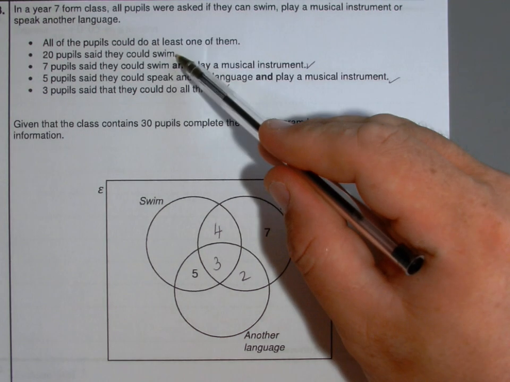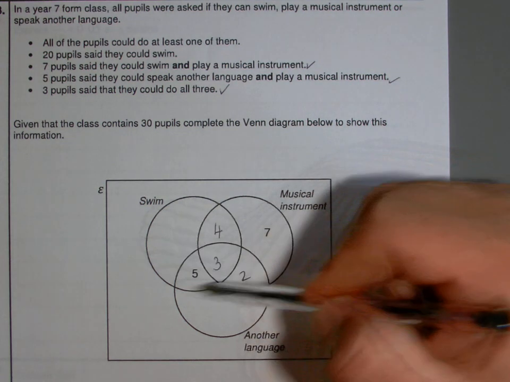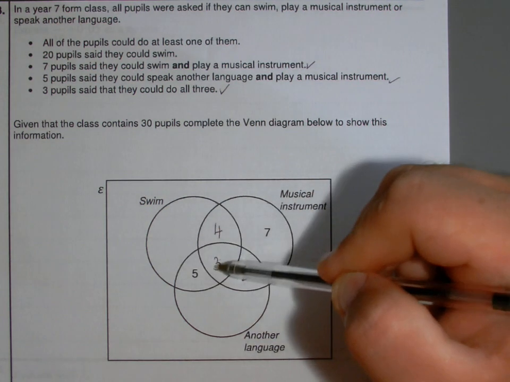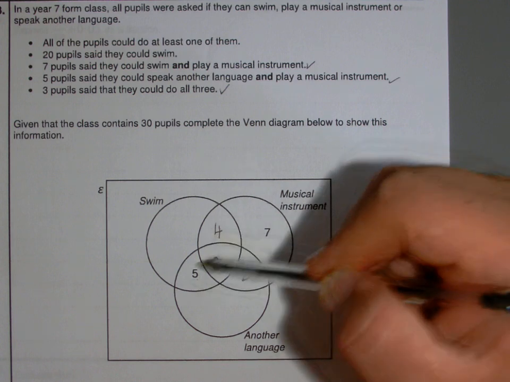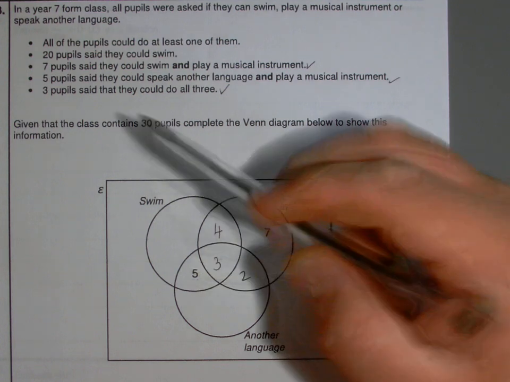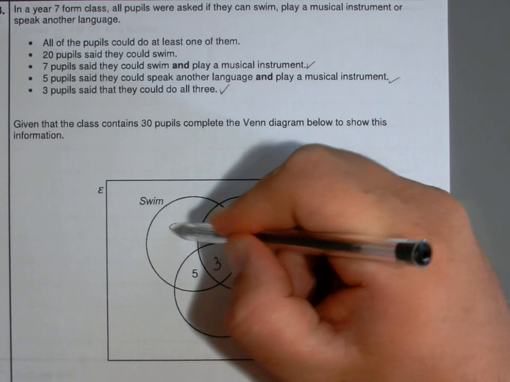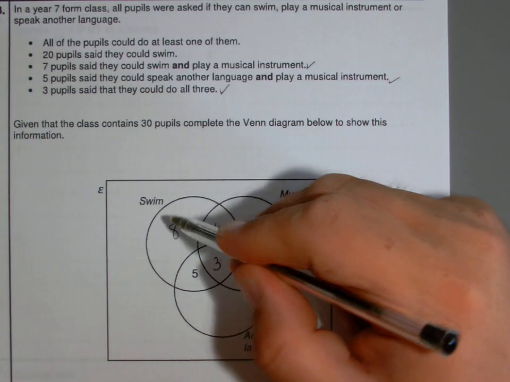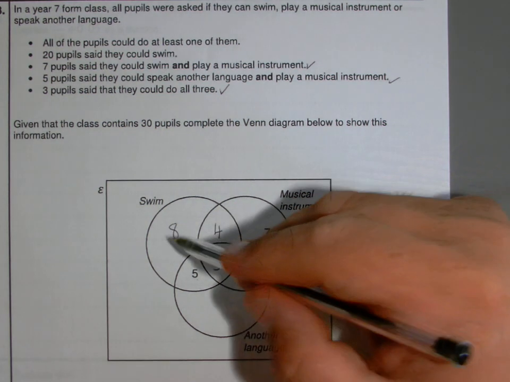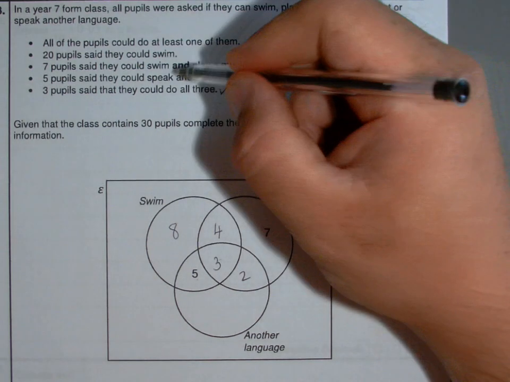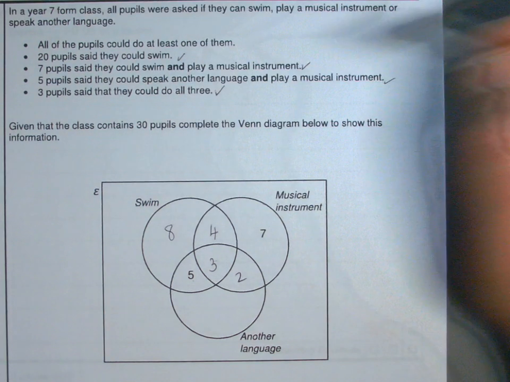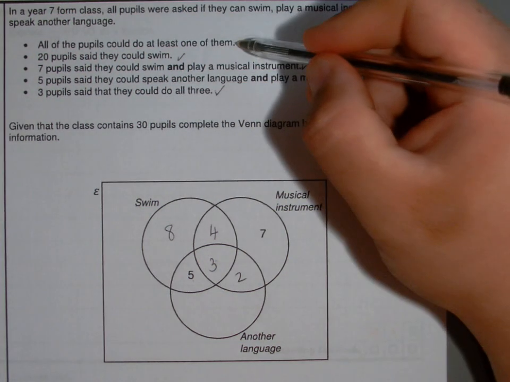Now I can go to this one. 20 people said they could swim. Well, look at the swim circle there. I've got 4, 3 and 5 there. Okay, that adds up to 12, which means then obviously I've got 8 pupils who can just swim and they can't do anything else. Okay, and then I've got to fill this in. There's no other information there because I've used it. However, now we can use this top one.